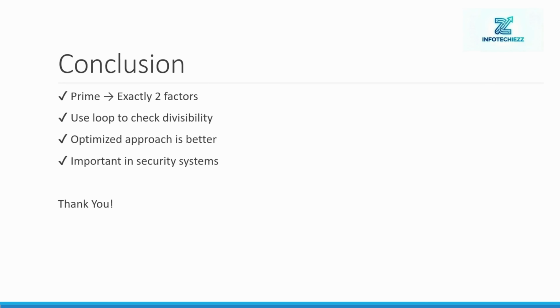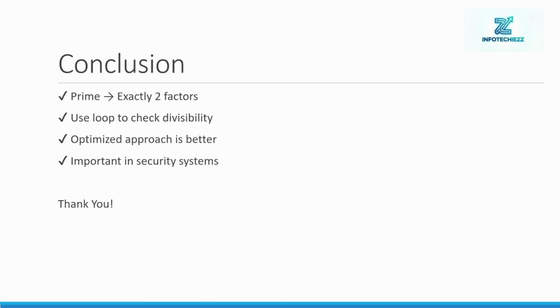So a prime number has exactly 2 factors and we check divisibility using loops. An optimized approach improves performance and prime numbers are important in security systems. And that's all about the prime number check.